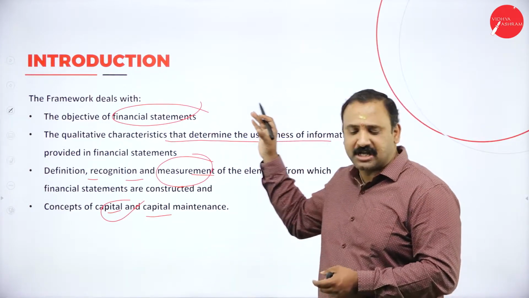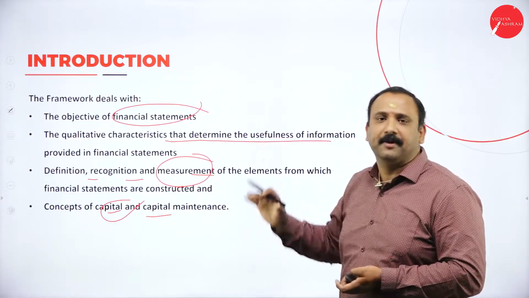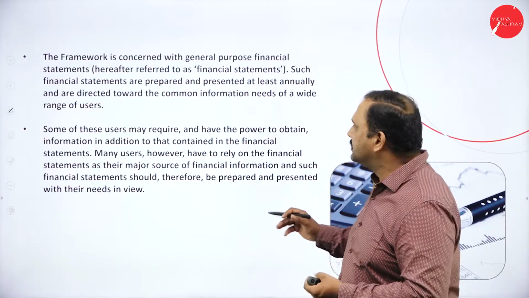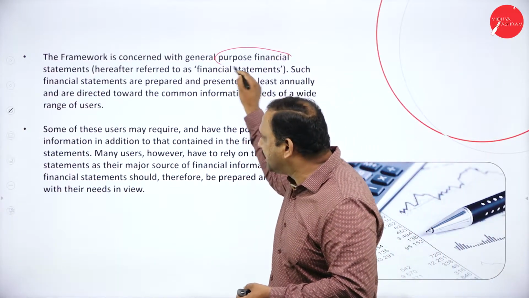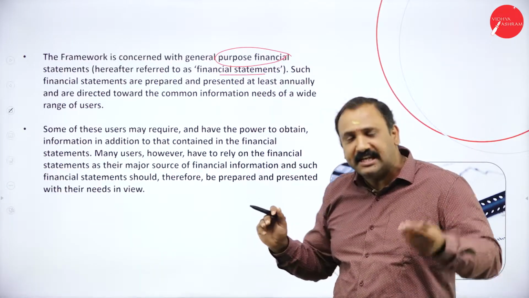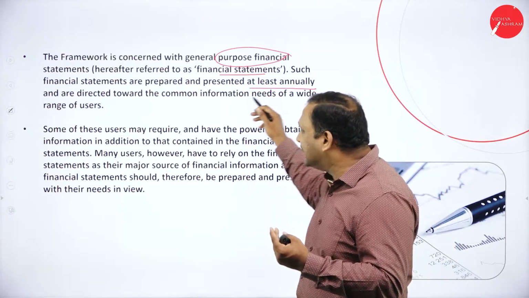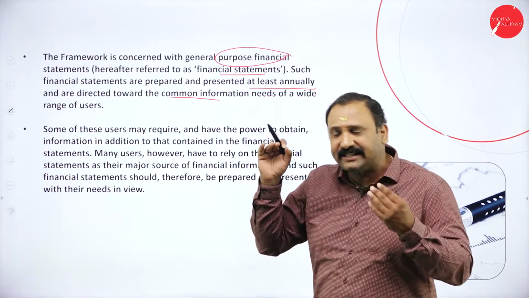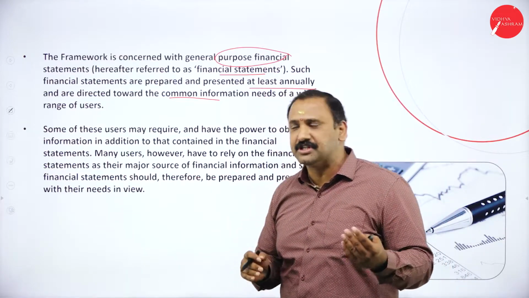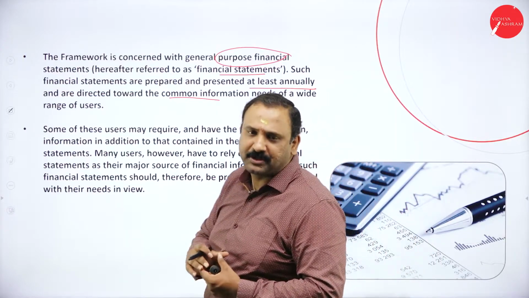All those fractions are going to come in terms of your framework. Moving forward, the framework is also concerned with the general purpose financial statement. We are also going to refer to it as financial statement. These statements are prepared and presented at least annually and are directed towards the common information needs of the whole range of users. So what we tend to do here is that there are general purpose statements also.